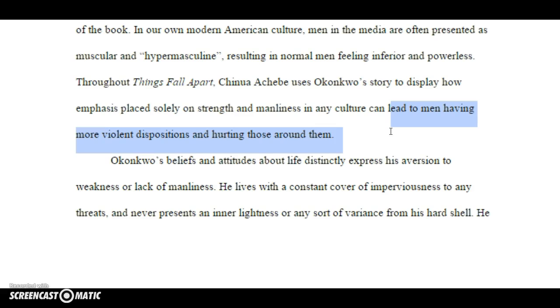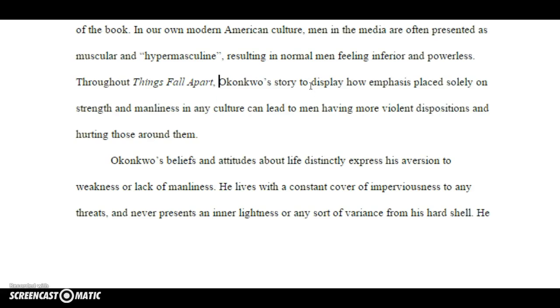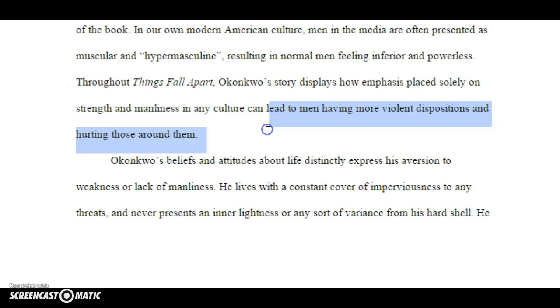The subject, though, and the verb could be more precise. For example, what if we deleted "Chinua Achebe uses," and this word too, and then we added an S here? Would the main clause be more clear? That Okonkwo's story displays how the emphasis on strength and manliness has drastic consequences? I think so.